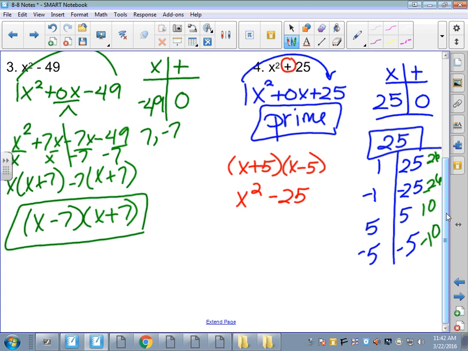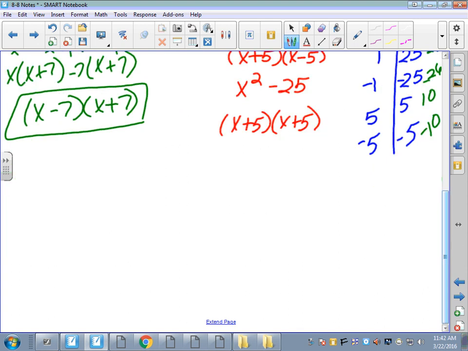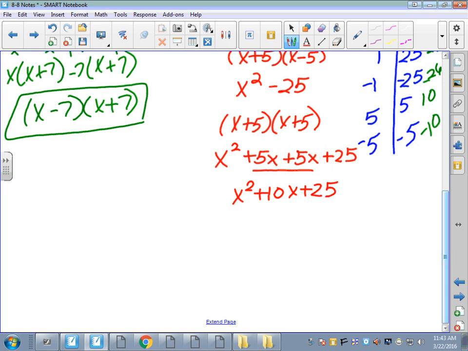Another common mistake is people will say x plus 5 times x plus 5. When you have the same signs and the same terms, the middle terms will not cancel. You have to have one positive and one negative to make 0 in the middle. First gives you x squared, outer gives you 5x, inner gives you positive 5x, and last gives you 25. So even though you get the positive 25 this time, you also have a middle term of 10x. The same thing would hold true if you did x minus 5 times x minus 5. You'll have a negative 10x in the middle.